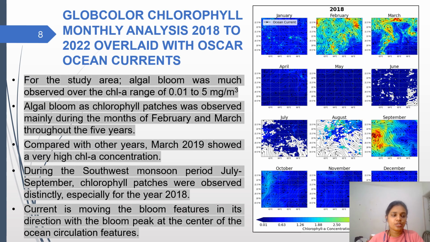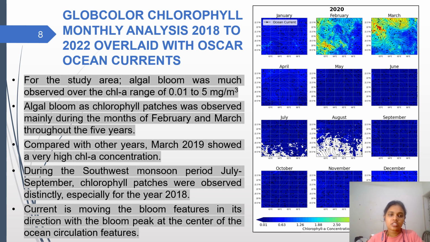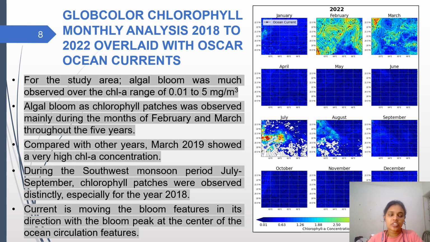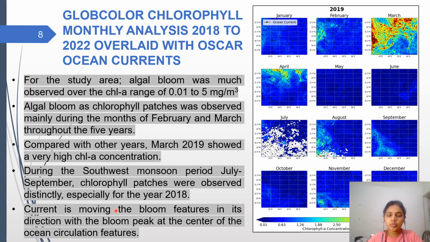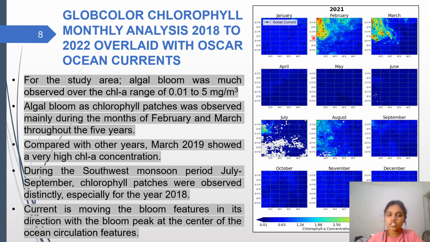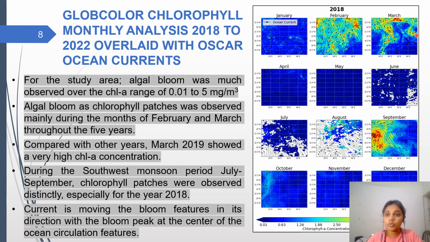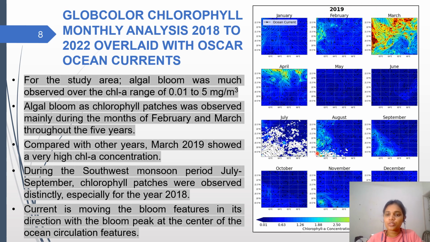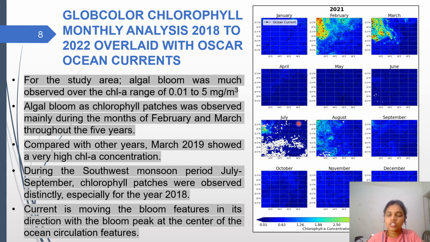So these are the chlorophyll monthly analysis plots for 5 years, and the presence of algal bloom was well understood over the chlorophyll range of 0.01 to 5 mg per meter cube. If we observe throughout the 5 years, we can see that during the months of February and March, chlorophyll patches of the algal bloom are observed more. Also for the southwest monsoon period, we can see the chlorophyll patches.